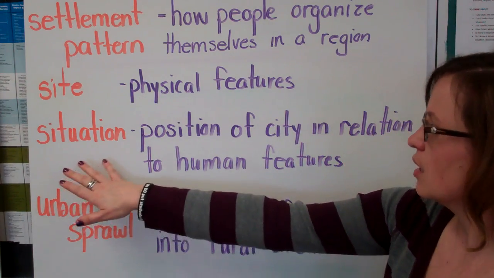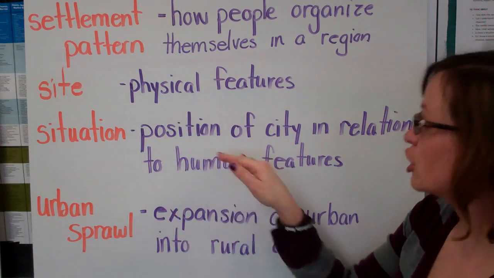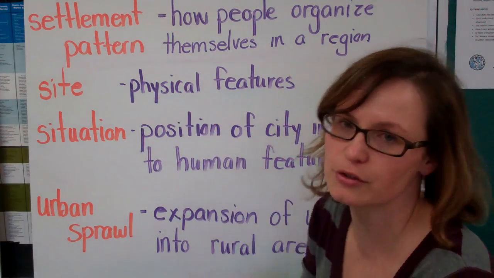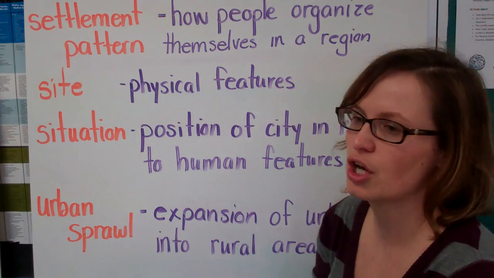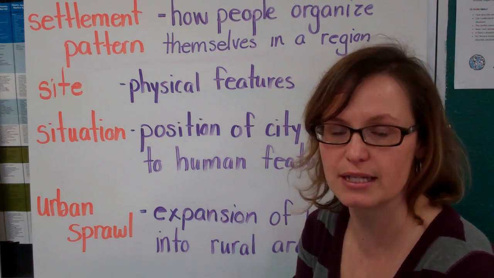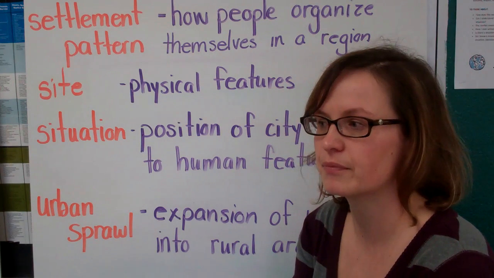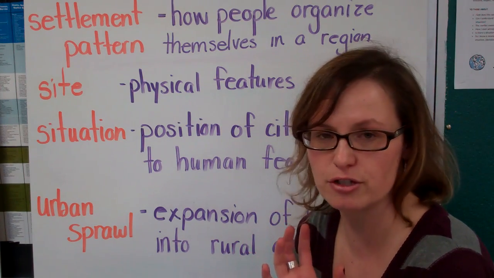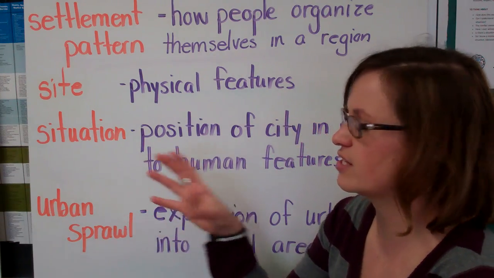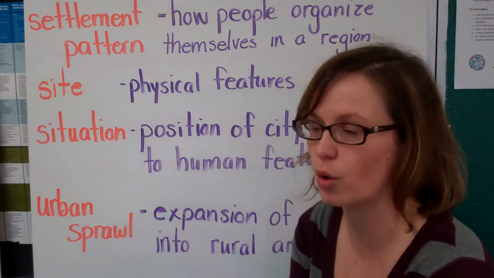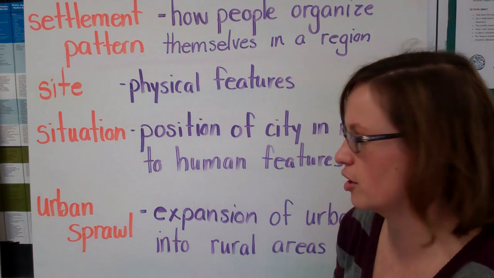Situation. Position of city in relation to human features. So not physical features that are naturally there, naturally part of the Earth's surface, but human features. So if a settlement is developed near a roadway, major transportation, because it needs to go somewhere for work, or if it's situated close to an urban center or other cities, that's its situation.